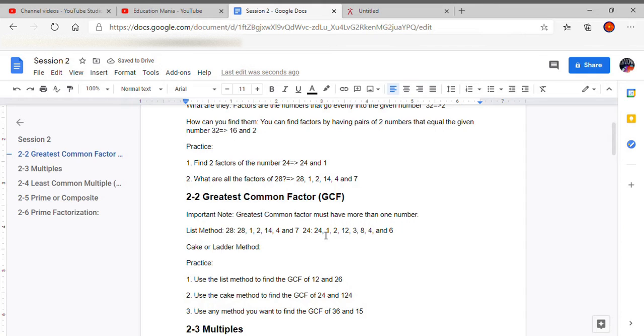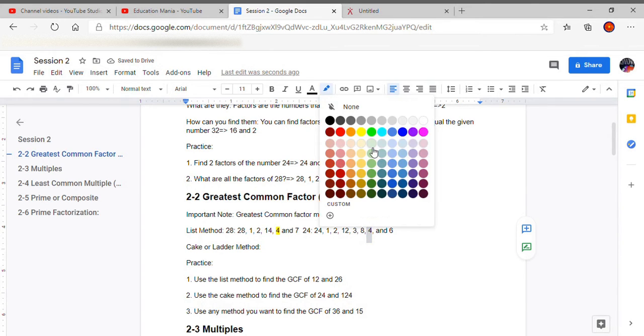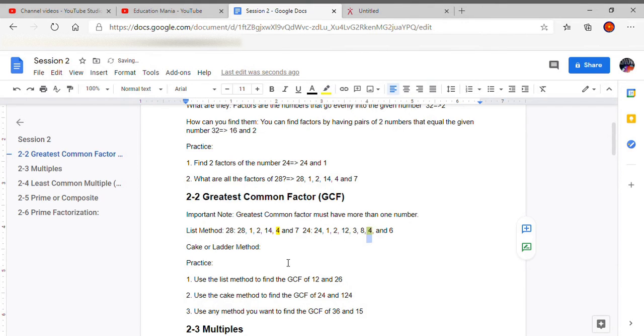Now we test out the greatest. The greatest in both for this one is 28, and for this one is 24. So it doesn't work. After you go through all of them, you will figure out that 1, 2, and 4 are common in both, but 4 is the greatest one. So you know that your answer for this one, the greatest common factor of 28 and 24, is 4.